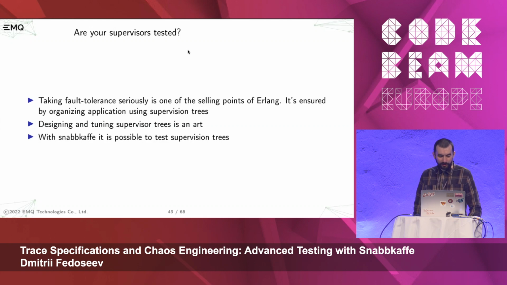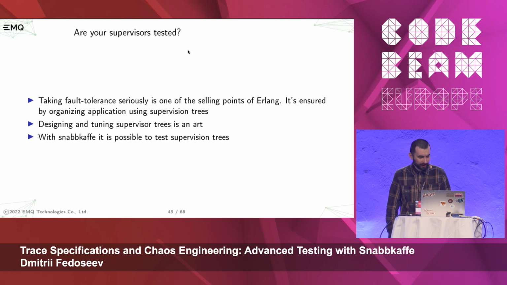Now let's talk about how Snabbkaffe helps to test fault tolerance of Erlang applications. Taking fault tolerance seriously is one of the selling points of Erlang, and we do so by organizing our applications into supervision trees. Designing and tuning supervision trees is sort of an art, and Snabbkaffe allows us to test them by deliberately injecting faults into the system.